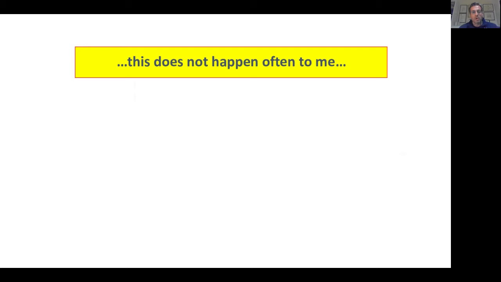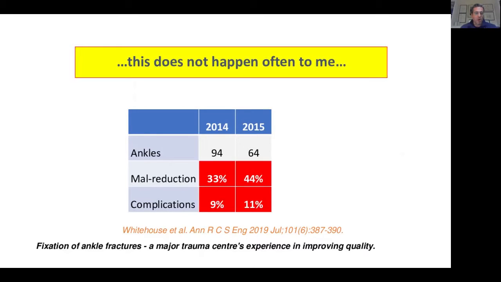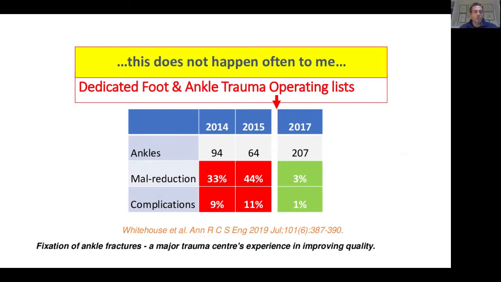And of course, there will be people who say, well, this doesn't happen to me very often. But if you're honest with yourself and you audit your results, like our colleagues in the big trauma center in the north of England did, they found that malunions around ankle fractures are so common, as well as complications. And once they started introducing a dedicated foot and ankle trauma list, which means these lists are supervised by foot and ankle specialists, we could see that these complications are usually avoidable and malreductions are not common anymore.